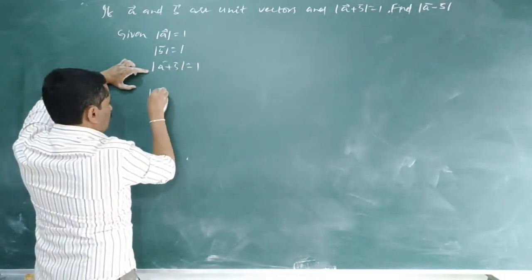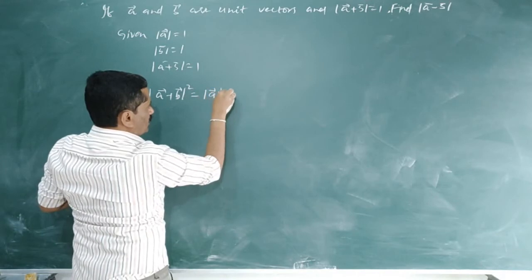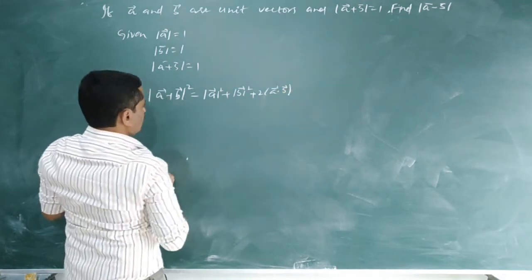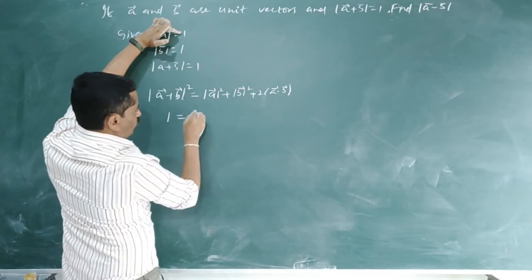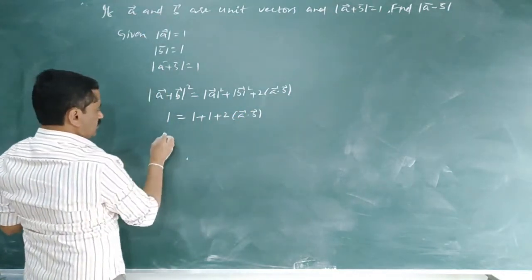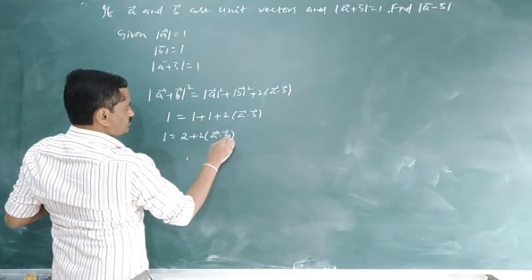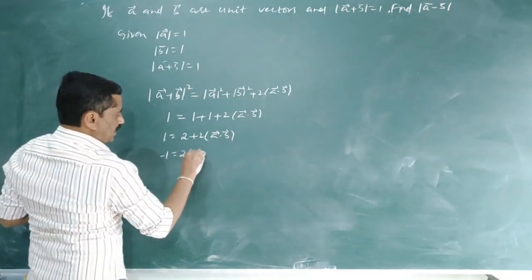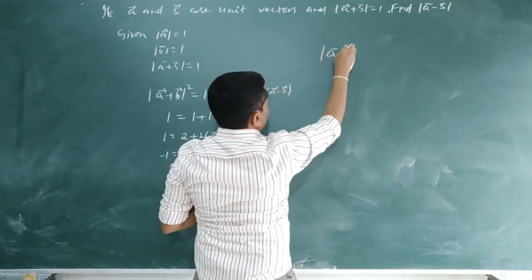So therefore, magnitude of a bar plus b bar whole square is equal to, by the formula, magnitude of a bar whole square plus magnitude of b bar whole square plus 2 of a bar dot b bar. Again, we have this value, that is 1. 1 whole square, we have 1 is equal to 1 whole square plus 1 whole square plus 2 of a bar dot b bar. Again, we have 1 is equal to 1 plus 1, 2, plus 2 of a bar dot b bar. Again, bring this to LHS. 1 minus 2, we have minus 1 is equal to 2 of a bar dot b bar.